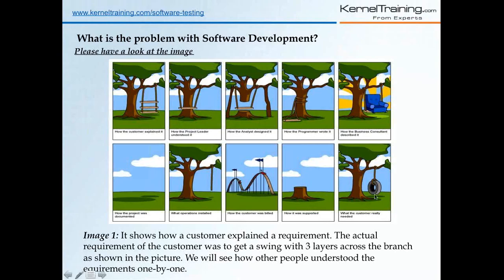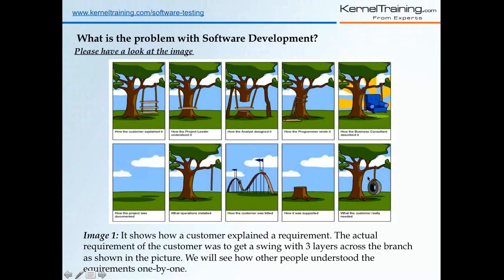And if you see this, the last one, this is something which the customer really wanted. It was a simple swing across a branch of a tree, which is what the customer wanted. But if you see the difference between the first one and the last one, this is how the customer explained it, and this is actually what he wanted.